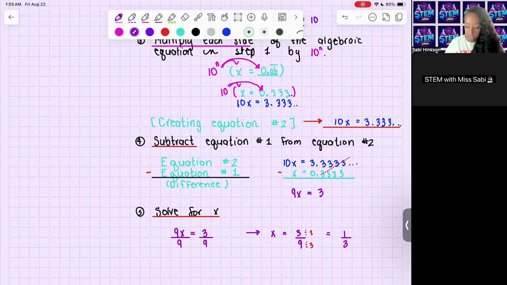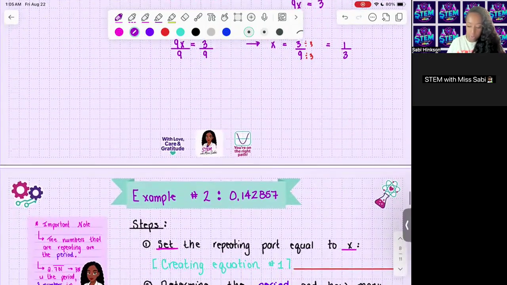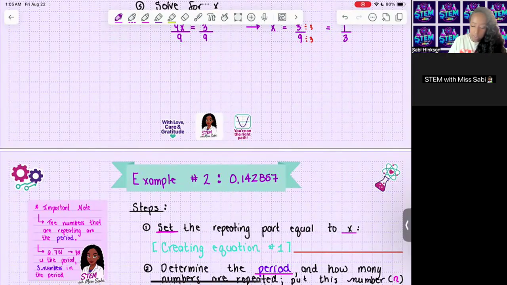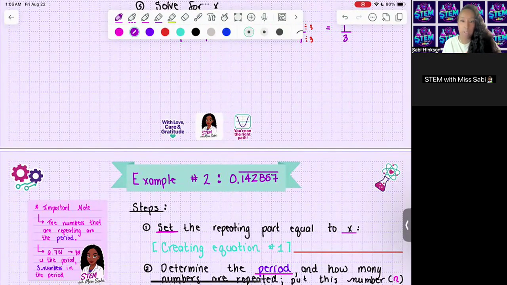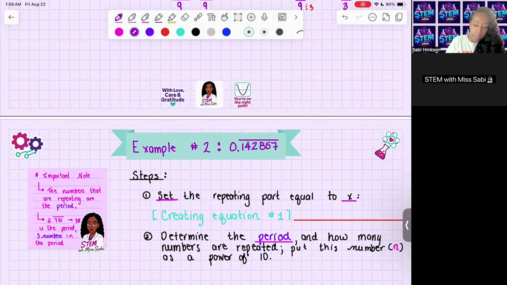All right, so now we can go on to example number 2, which is a little bit more involved because your period is very long. You got a lot of repeating numbers. So again, step 1, set the decimal part equal to x. Okay, so we have x is equal to 0.1428571, 1428571, and so on and so on.